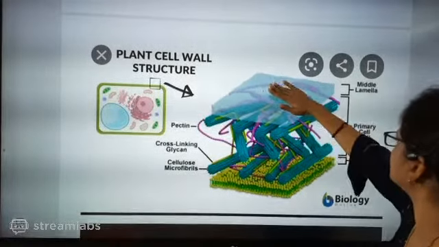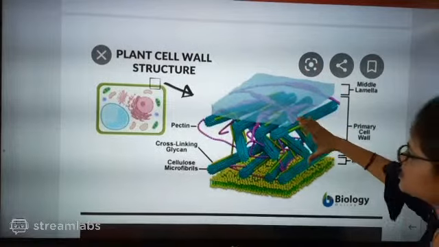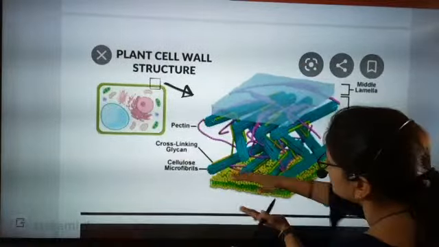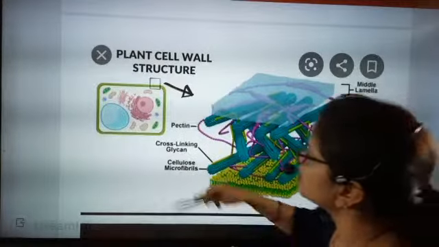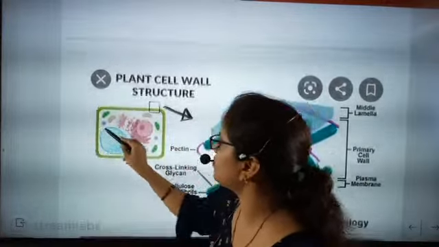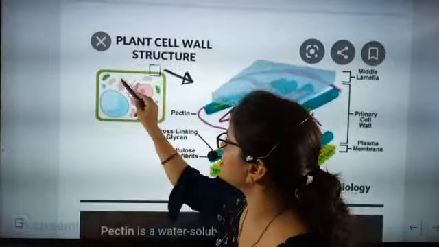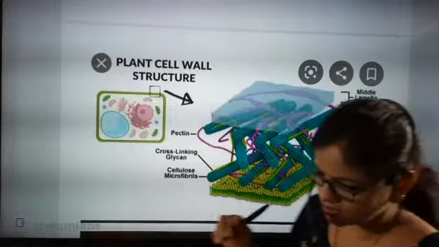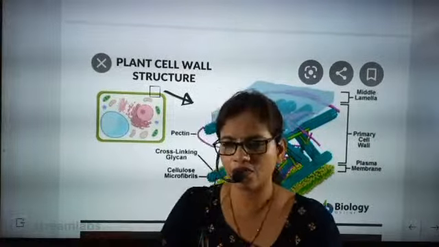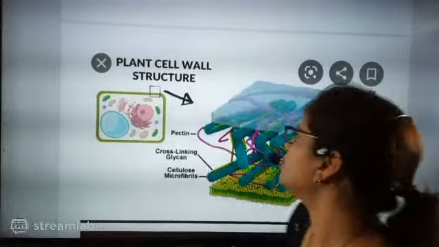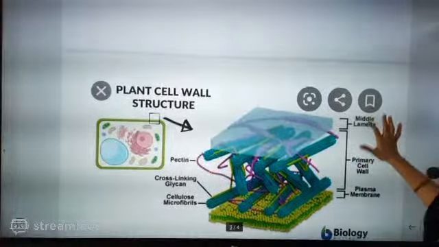After this, primary cell wall, this is exactly the primary cell wall, and this is the middle lamella, beta, and after that this is the plasma membrane. So the inner coating will be the plasma membrane, the outer coating will be the cell wall, beta. Right now it is a very rough sketch I have drawn for you. Now beta, we are going to understand in much more detail.